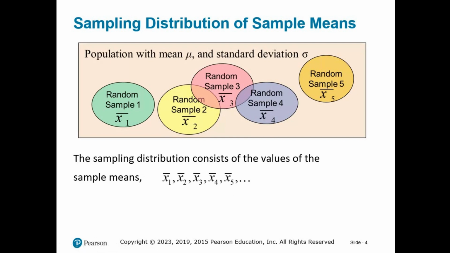Maybe we try to take multiple samples of the same size. So within each sample, we're going to calculate an average. Within the first sample, I've got x bar sub 1. Then I take another sample and I have its mean as x bar sub 2, and so on. Now all of these values become my data points, my sampling distribution of sample means.